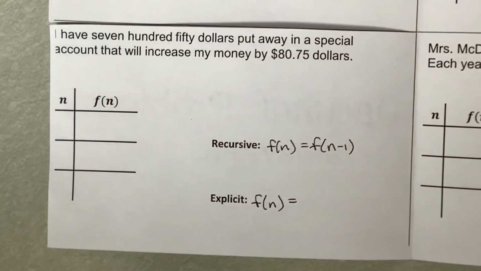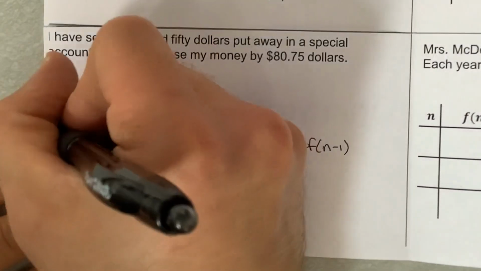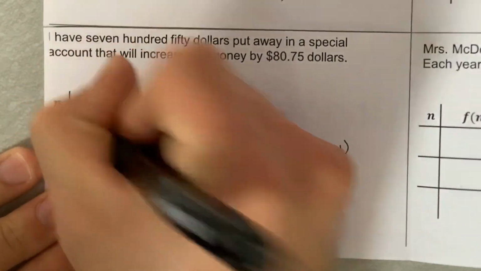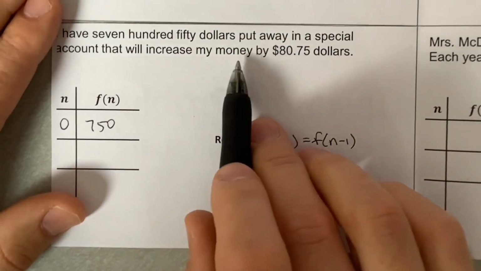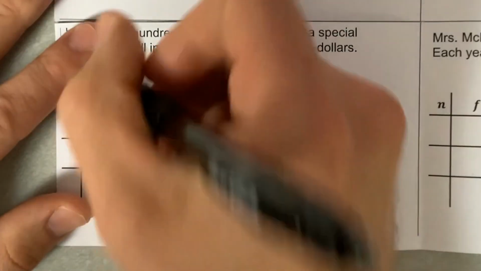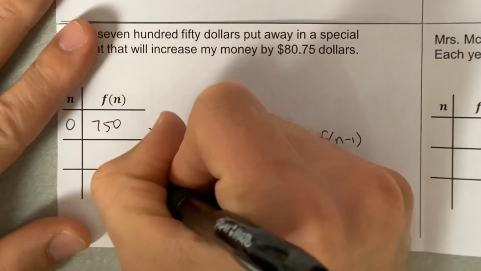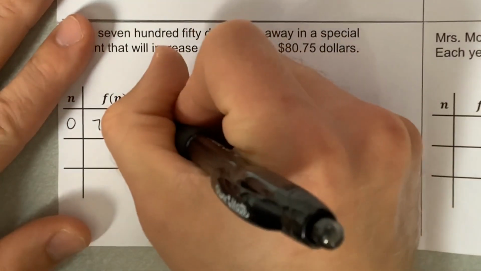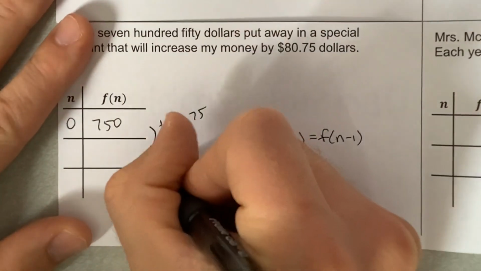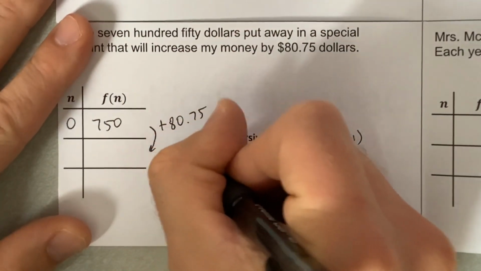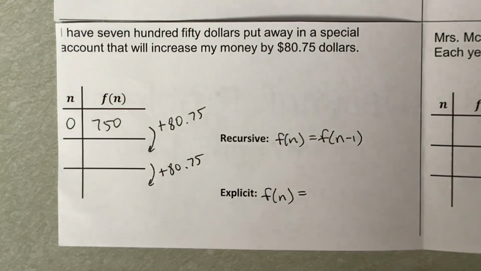You have $750, put it in your special account again. So we're starting with 0 and 750. Now, this time we're not talking about percent. We're just going straight into decimal. It's increasing the money by $80.75. So now as I go down each month, I'm just going to be adding $80.75. Notice I'm not multiplying anymore because I'm not talking about percents. It's just a straight up decimal, right?